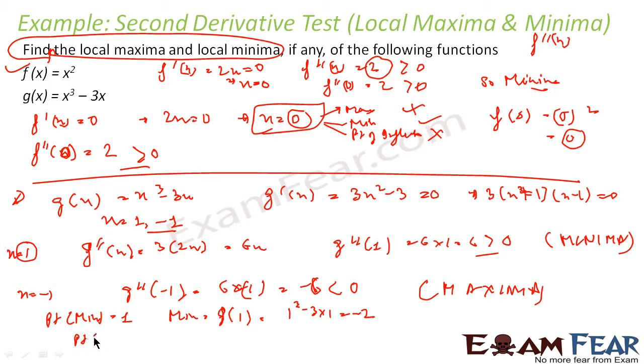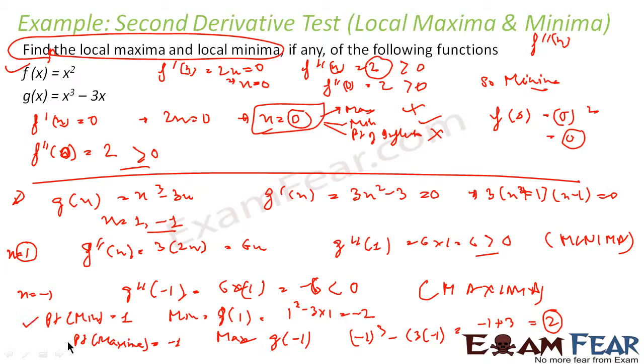Similarly, the point of maxima is equal to minus 1, correct? So my maximum value will be g of minus 1, that is x cube minus 3x, that is minus 1 cube minus 3 into minus 1, that is minus 1 plus 3, and that is nothing but 2. So if you see, the minimum value is minus 2 and the maximum value is 2, and that is my answer, correct?